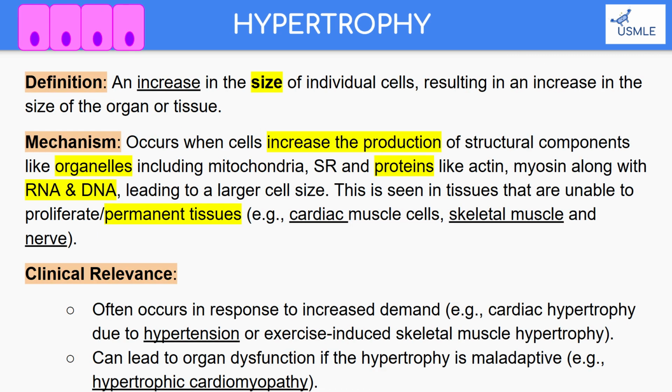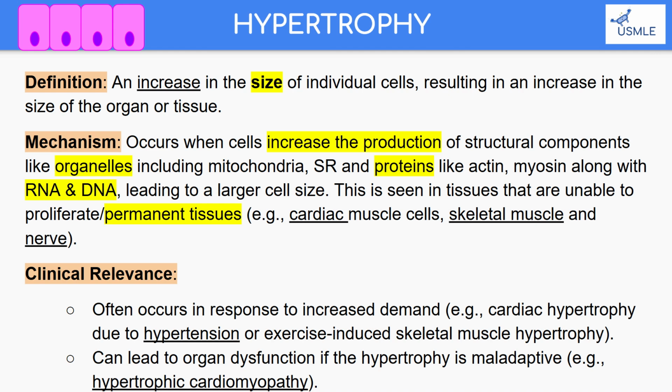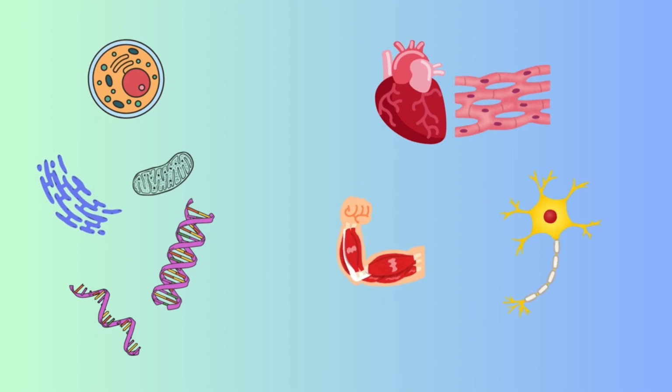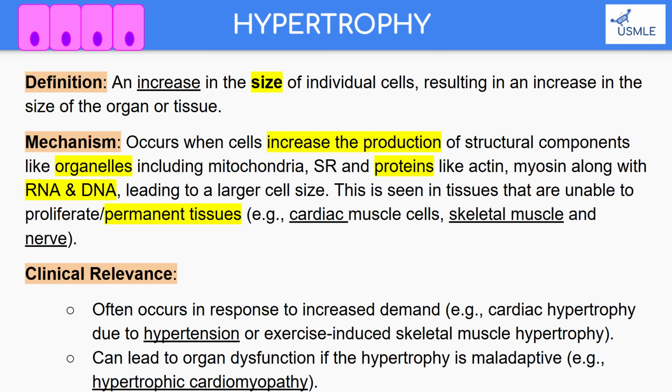Next, we have hypertrophy. Hypertrophy is an increase in the size of individual cells, resulting in an increase in the size of the organ or tissue. This occurs when the cells increase the production of structural components like organelles, including mitochondria, sarcoplasmic reticulum, and proteins like actin and myosin, along with DNA and RNA, leading to larger cell size. This is seen in permanent tissues, including cardiac muscle cells, skeletal muscle, and nerve. This often occurs in response to increased demand, for example, cardiac hypertrophy due to hypertension or exercise-induced skeletal muscle hypertrophy.